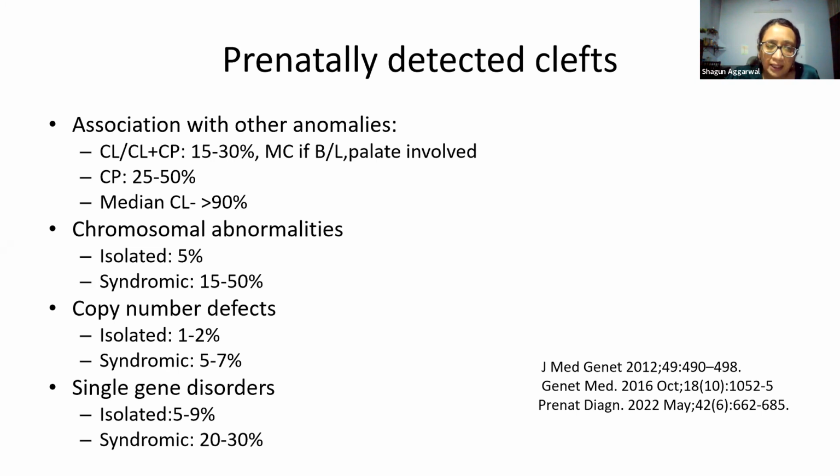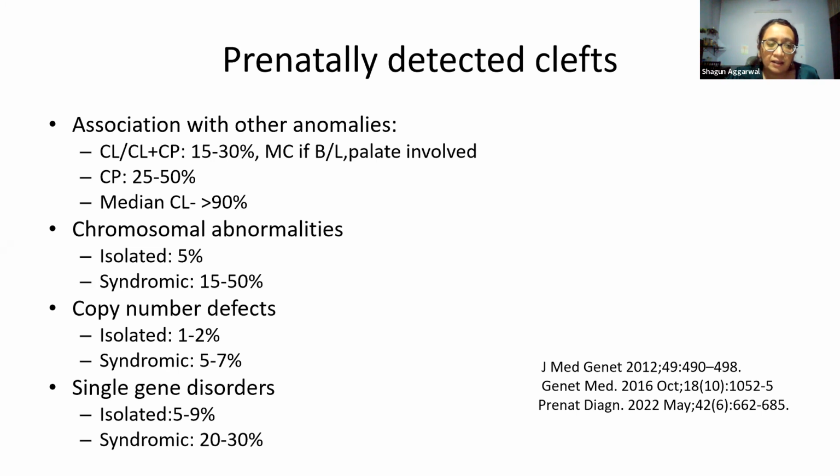If you have only cleft palate, then 25 to 50% would have associated anomalies. If you have a median cleft lip, then this is even more than 90%. The majority of these will have holoprosencephaly and/or some other genetic conditions. So it's a very high percentage, and here you should be really careful and look in the scan much more carefully, especially at the brain.